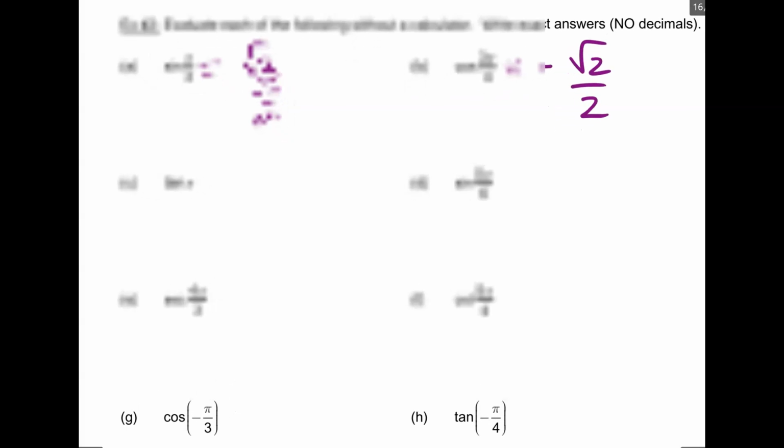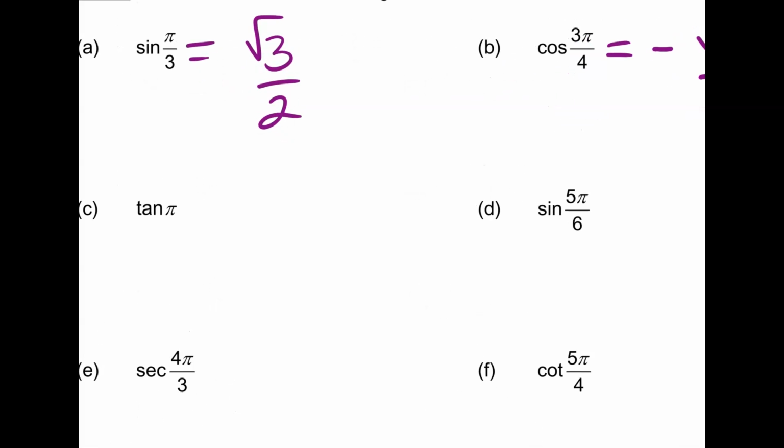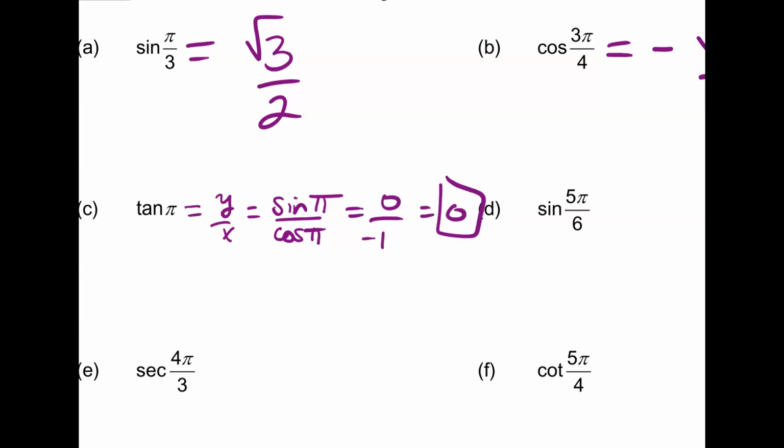Can you give us the rules for tangent? Oh, you just said you would. Never mind. So for instance, tangent of pi: I know tangent is y over x, you could also say sine over cosine. I know sine of pi is 0, cosine of pi is -1, so this is just going to be 0.